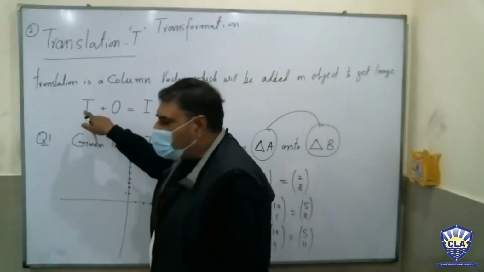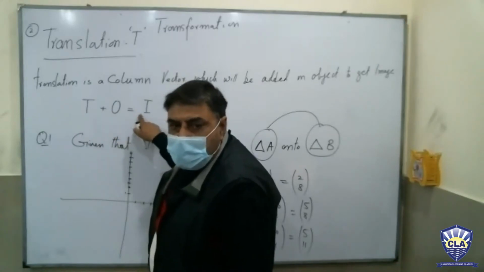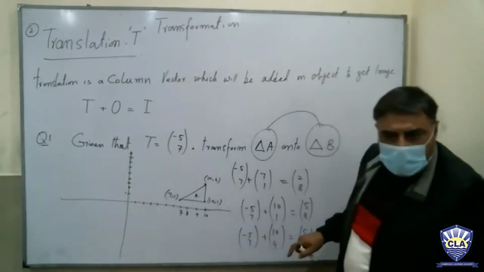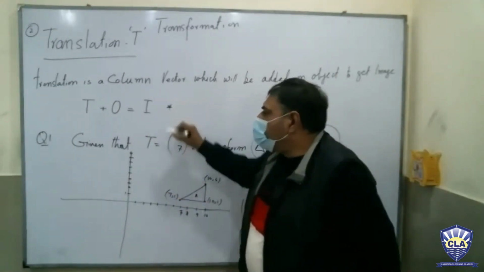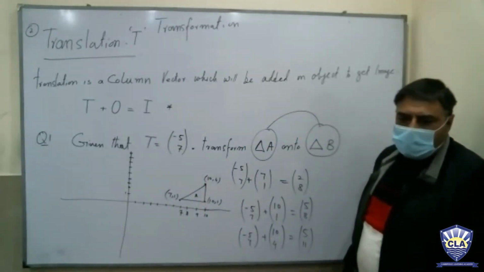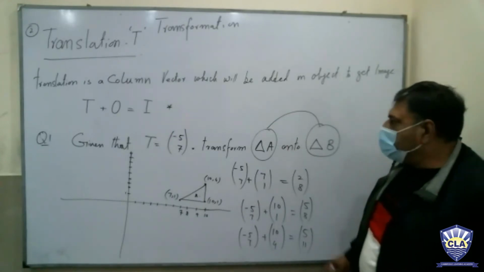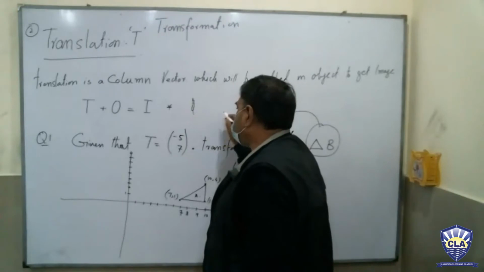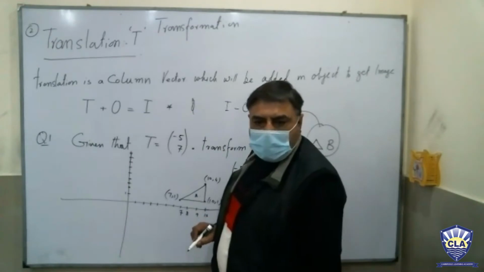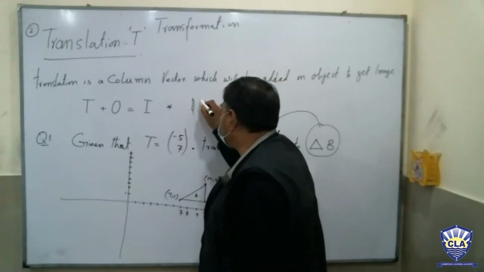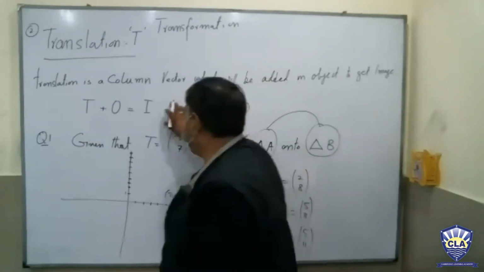What is the process for the translation? Translation will be added to the object to get the image. Sir, you have to learn this formula for translation. T plus O, it is the formula for the translation. You have to learn that. Translation plus object, you will get the image. And image minus object, you will get the translation. These are the two formulas, number 1 and number 2.